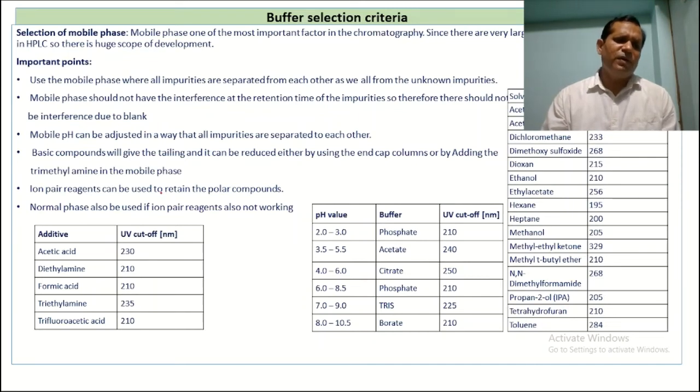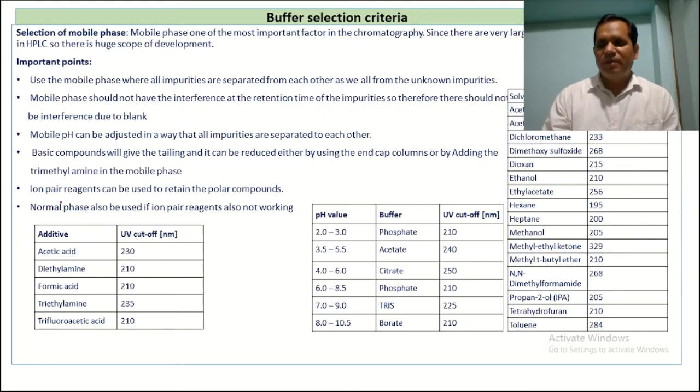The second category of ion pair reagent is the cationic ion pairs. These ion pairs are used for the separation of acidic compounds. These are the quaternary ion pairs, and they are used to separate the acidic compounds.